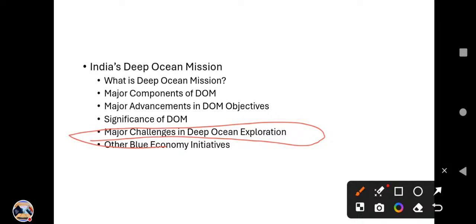Currents, ocean currents also matter. Corrosion and salinity add complexity to deep sea exploration, necessitating comprehensive solutions. So these are some of the challenges related to deep ocean missions.